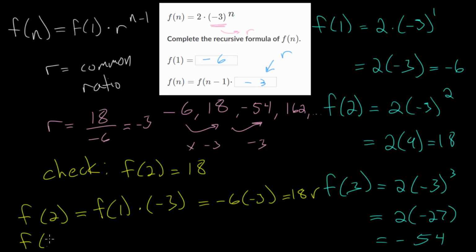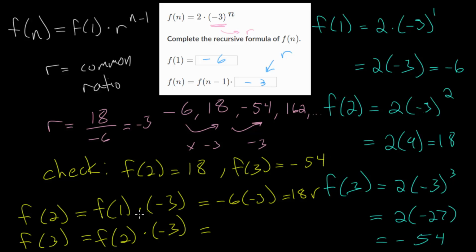Though if you really want, you can go one step further, plug in n equals 3, so that'd be the second term multiplied by negative 3. And we know the third term, we found that earlier with our explicit formula, should be minus 54. And going back to this recursive formula, the second term we know is 18 multiplied by negative 3, and that is minus 54. So in both cases, when we checked it, our recursive formula matched up with the explicit formula that they gave us.